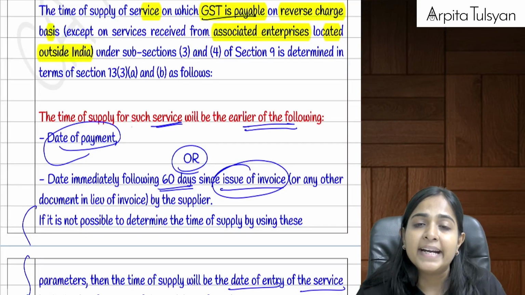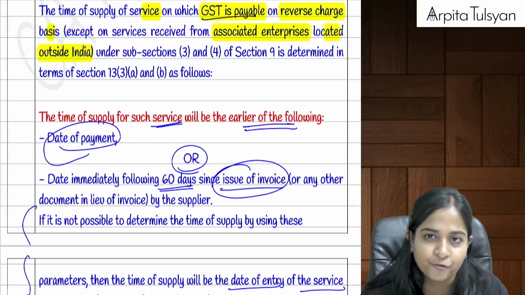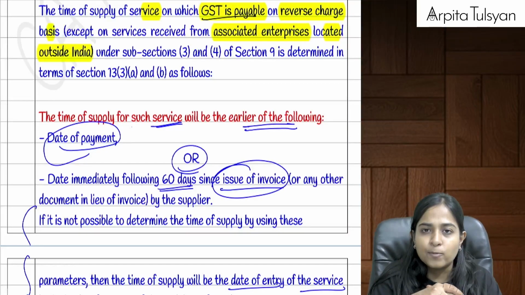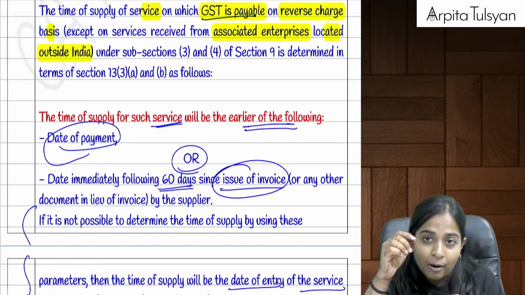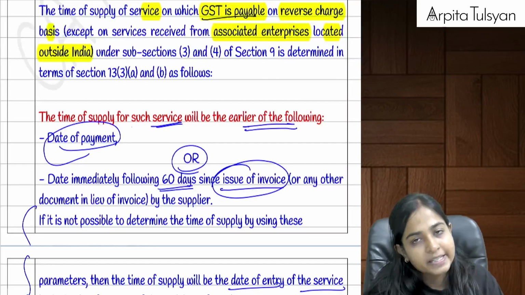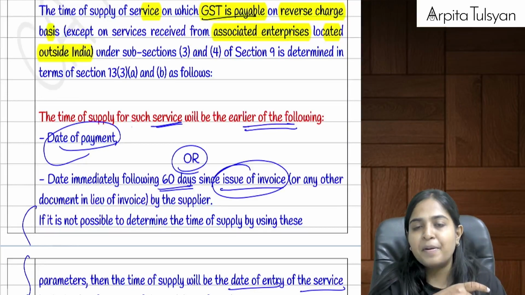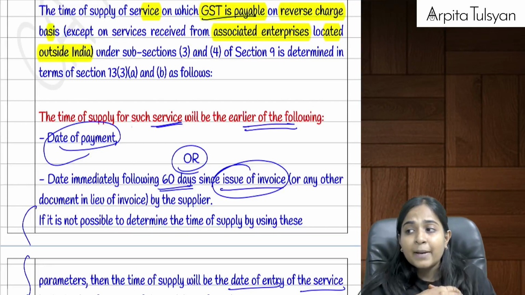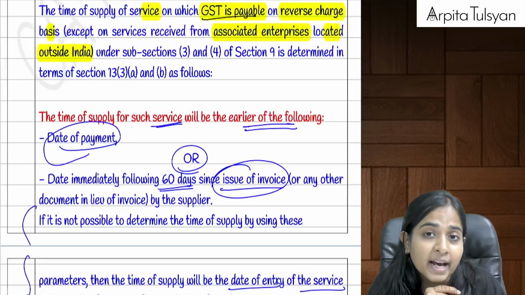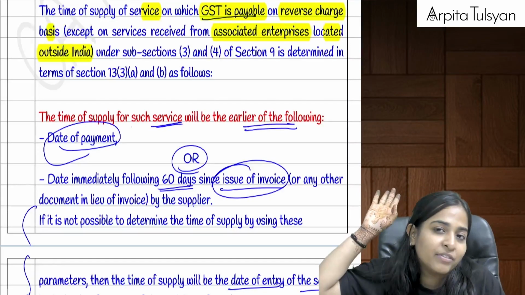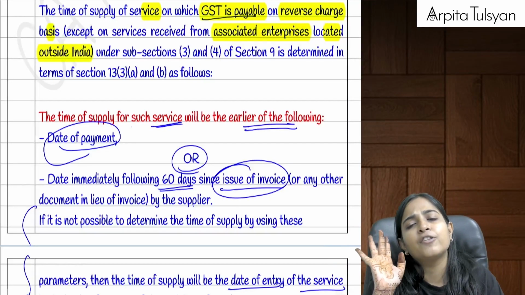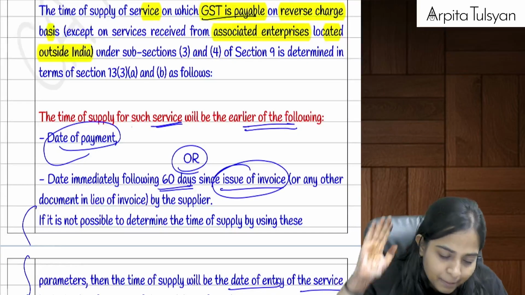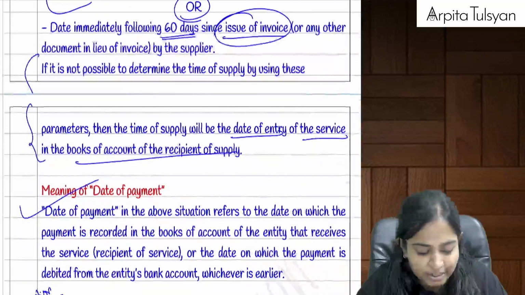Okay, now what do you mean by date of payment? We are talking from the recipient point of view. The date when the recipient records the payment in his books of accounts, or the date when the amount is debited from his bank account, whichever is earlier. So, date of payment or 61st day from the issue of invoice, whichever is earlier. There can be a possibility that the payment is yet to be done, but the invoice has been issued. So the government says we will not wait for the date of payment, we'll wait for 60 days. The 61st day will become the time of supply, and you will be liable to pay the GST. Are you clear with this?